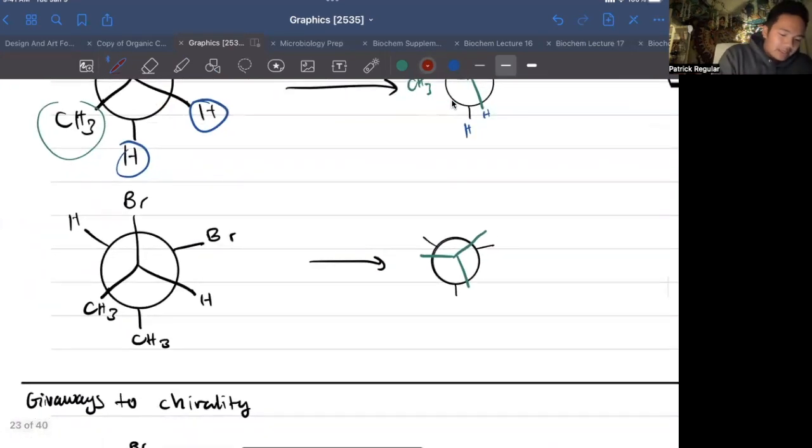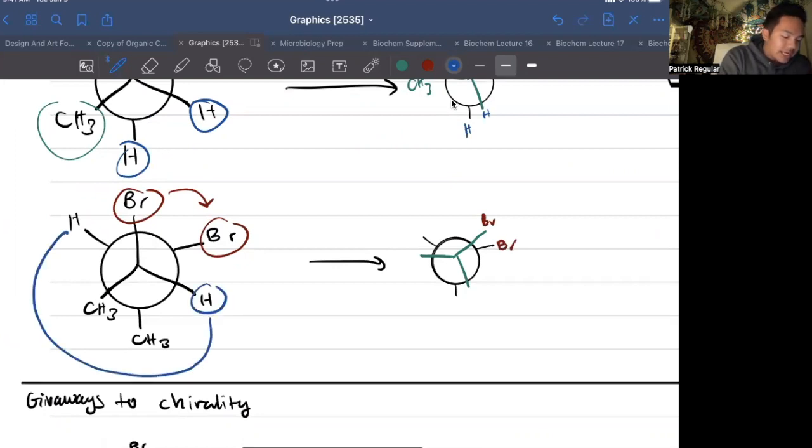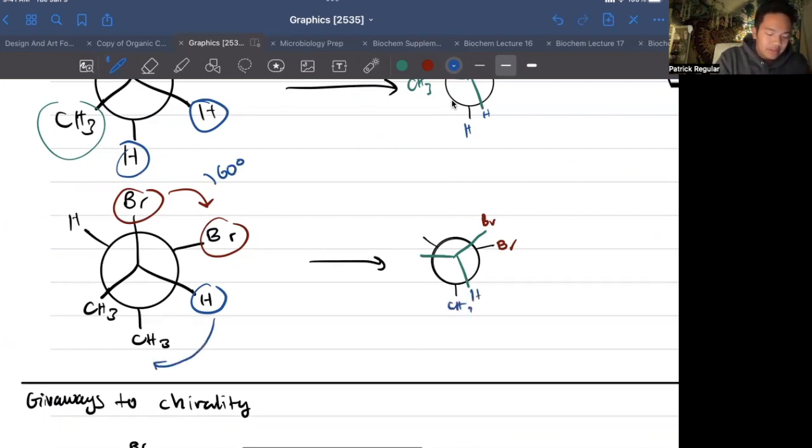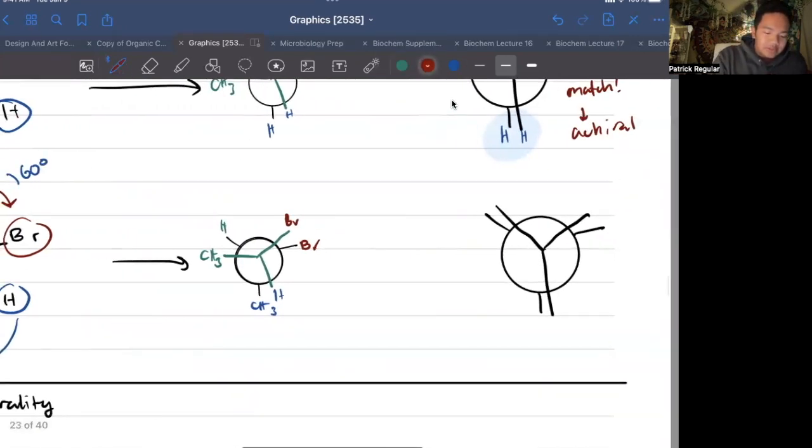All right, so Brs, I'm moving one closer to that other Br. This H, I can't completely just rotate it over there because I'm only moving it 60 degrees. So I have to make that H eclipse over here. So it's going to be H, CH3. And then this CH3, 60 degrees, that H.